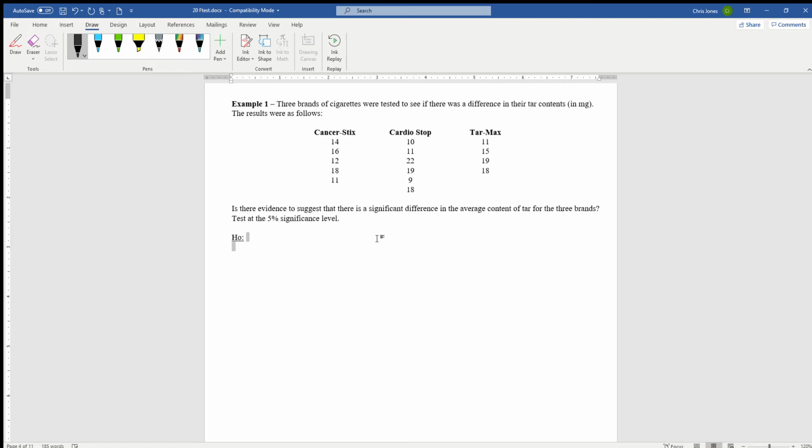Null hypothesis. We're going to assume that if the amount of tar in each cigarette is completely random, then it doesn't matter what brand we have. There's going to be no significant average difference. So we're going to say there is no significant difference in the mean tar content of each brand of cigarette.